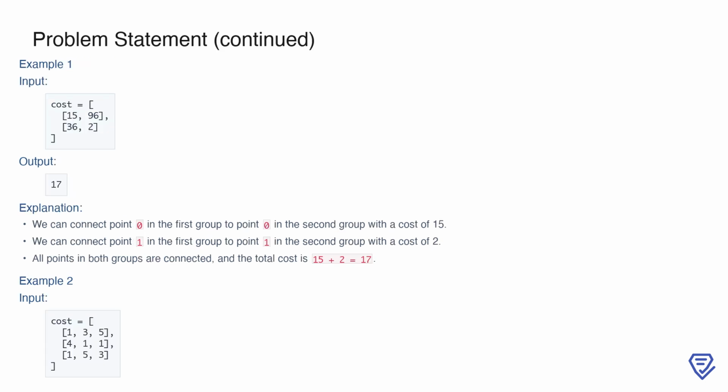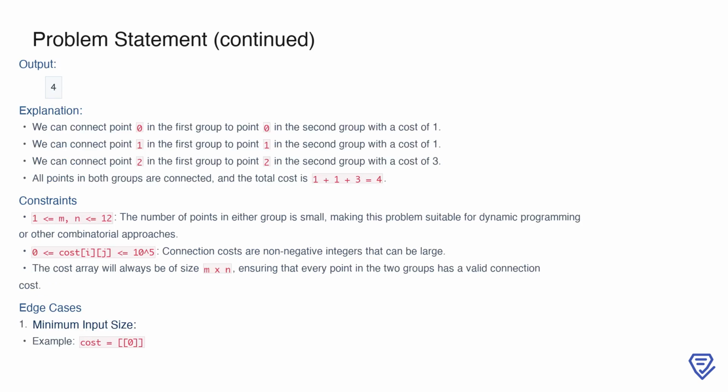Let's look at an example to understand this better. Suppose the input cost matrix is a 2x2 grid, where cost equals [[15, 96], [36, 2]]. Here, we have 2 points in each group. To minimize the total connection cost, we can connect point 0 in the first group to point 0 in the second group, which costs 15. Similarly, we can connect point 1 in the first group to point 1 in the second group, which costs 2. All points in both groups are now connected, and the total cost of making these connections is 15 plus 2, which equals 17. This is the minimum cost required to satisfy the conditions of the problem.